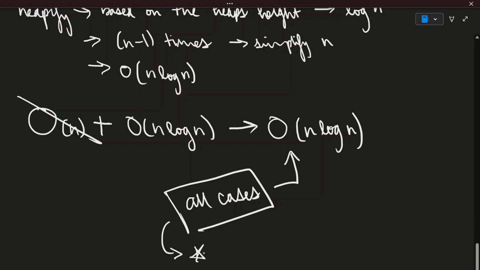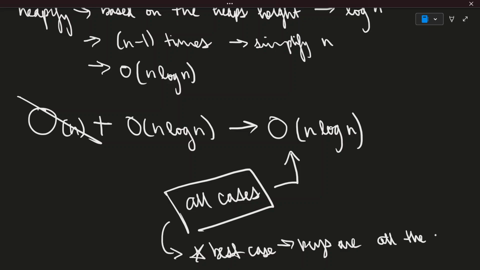However, there is a best case scenario where all the keys are the same. And O of n, because all the numbers are the same, so heapify just stops immediately.